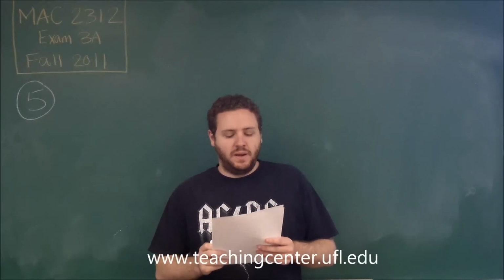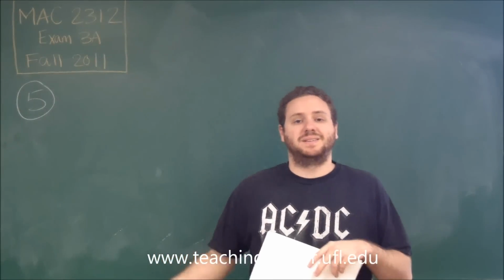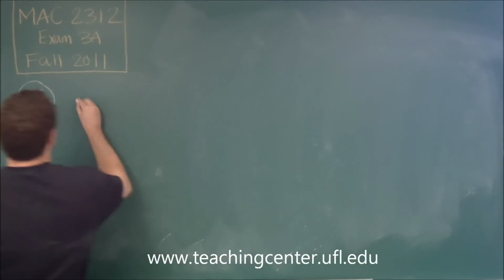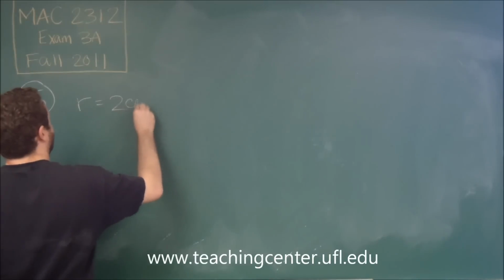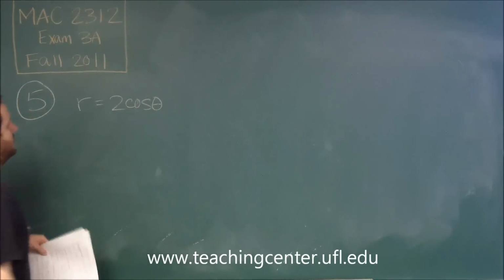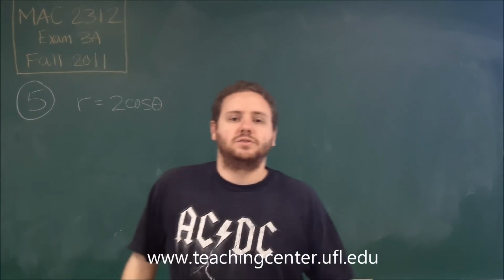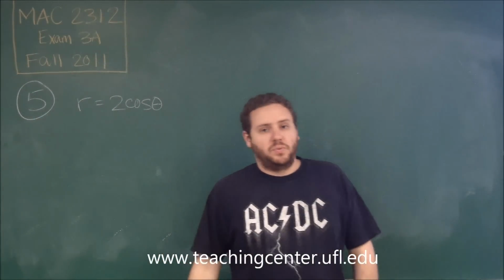For problem number 5, we have a polar equation and we need to express it in Cartesian notation. So our polar equation is r equals 2 cosine theta. There are two ways to approach this problem, and I'll do it both ways.